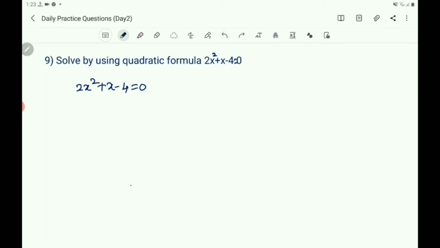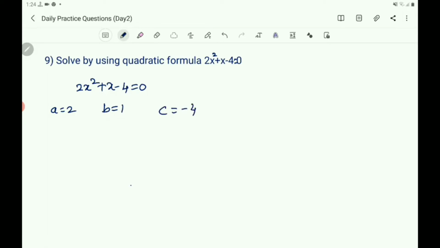You know what is that quadratic formula? That is x equals minus b plus or minus square root of b square minus 4ac by 2a. So here you must find the value of a, b and c first. A is the coefficient of x square, that is a equals 2, and b is the coefficient of x, that is b equals 1, and c is the constant, c equals minus 4.